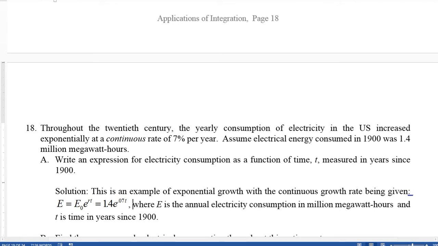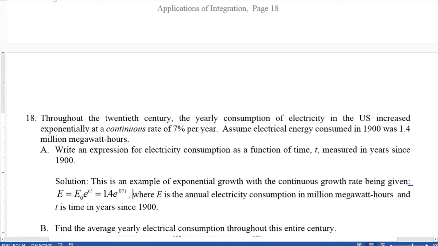Find the average yearly electrical consumption over that century. Not this century, but that century, meaning the 20th century. Okay, press pause. Okay, hopefully you got this worked out.